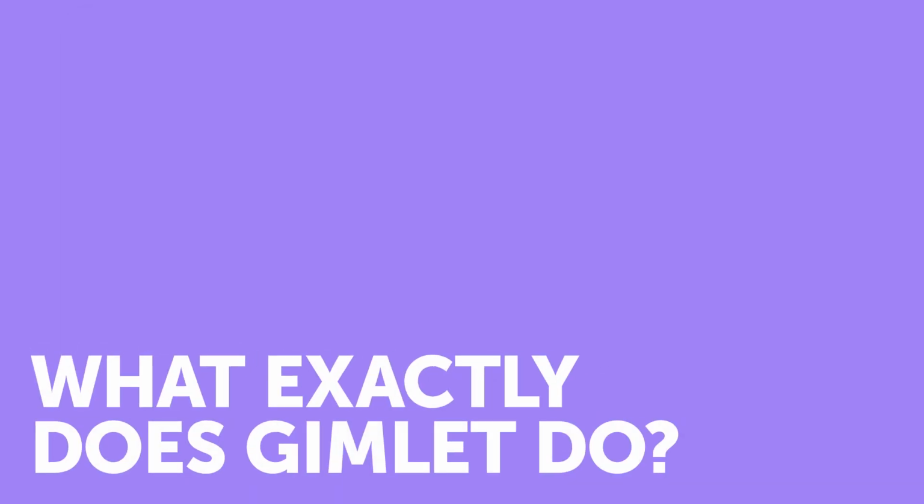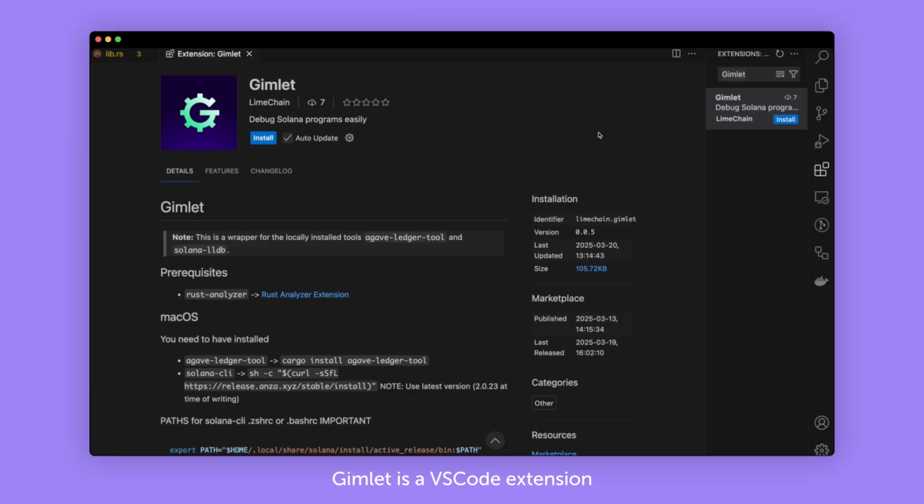So, what exactly does Gimlet do? Gimlet is a VS Code extension built to help debug Solana applications. It's integrated with Solana LLDB and comes with features like dynamic breakpoints for seamless debugging, auto builds your executable and mounts it in the Solana LLDB, and full support for all LLDB commands.